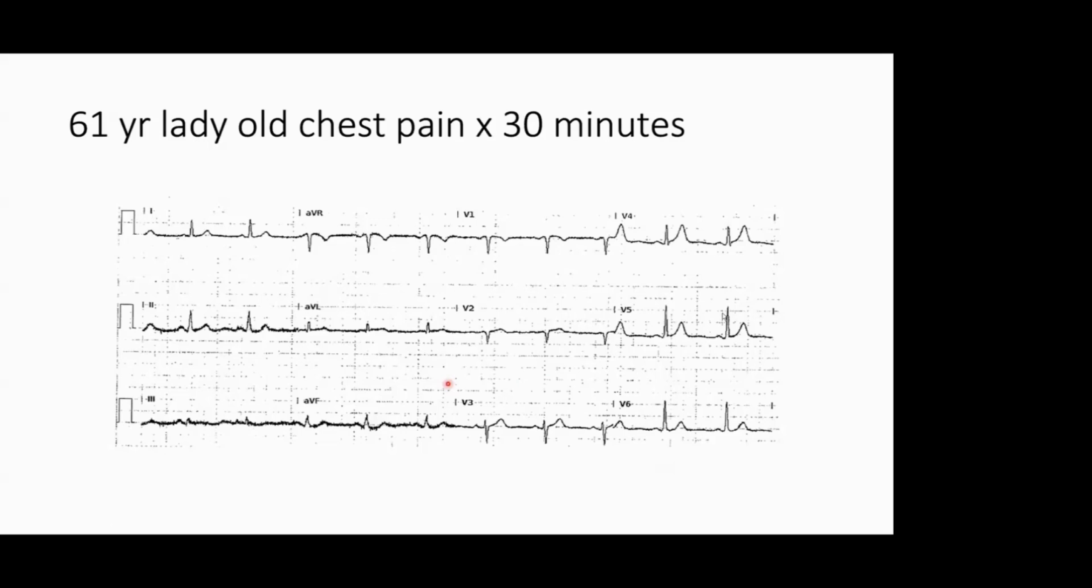Q waves in V1 and V2 with mild ST elevation in V4 and V5. I think that's V4 and V5, minor. That's ST elevation anyway, but it's not profound. It's less than 1 millimeter, so it doesn't satisfy the criteria for ST elevation. But the Q wave is definitely there, and that is a very good finding.